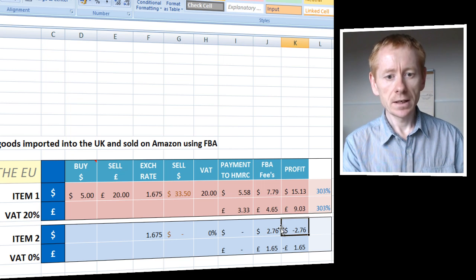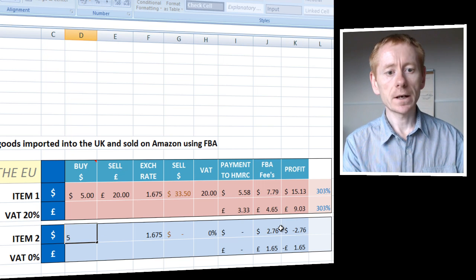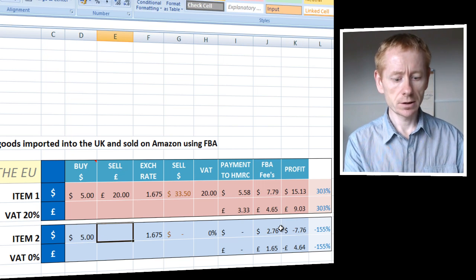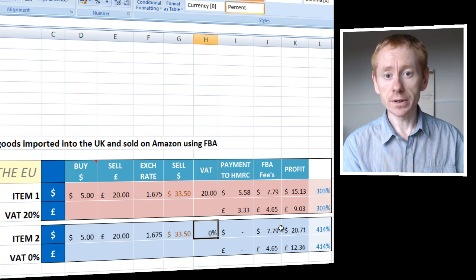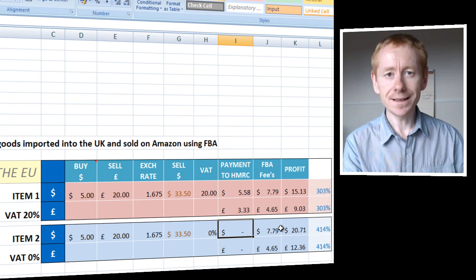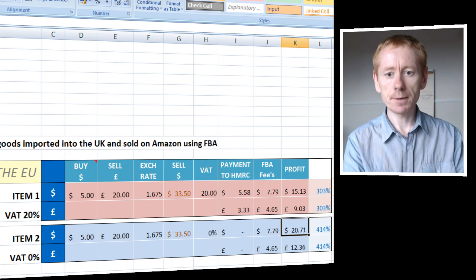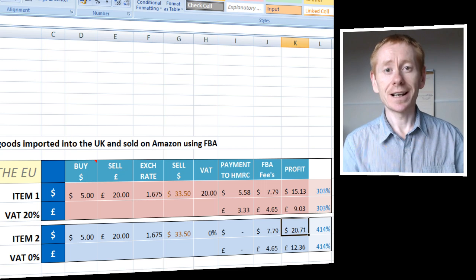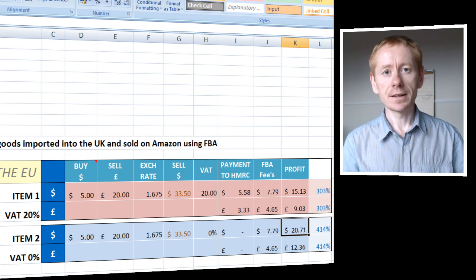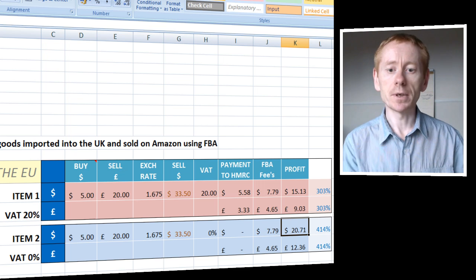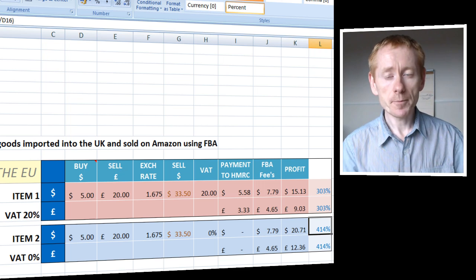Pretty easy. The next example down here, very, very similar. We'll use the $5 buy price, sell for £20, VAT rate is 0 in this case, which means we're not going to pay anything to HMRC. So that means our FBA fees are staying the same, but our profit increases. And that's why a lot of people, when they start selling in the UK from outside, start with 0 rated goods, because you don't have to pay VAT at all and your profit is going to increase.